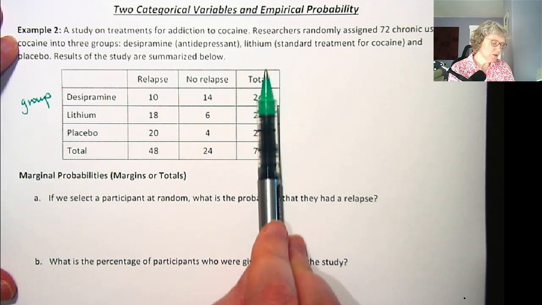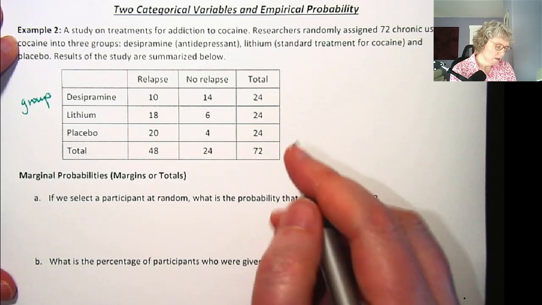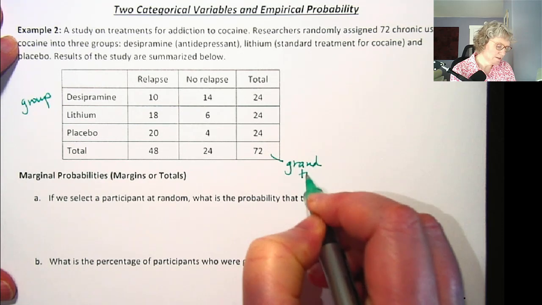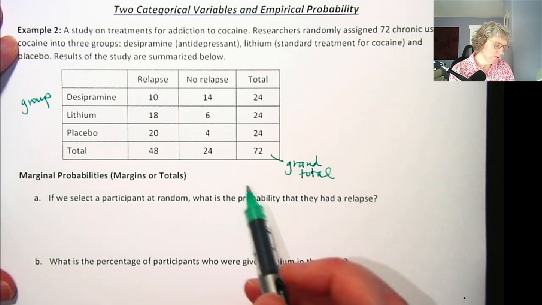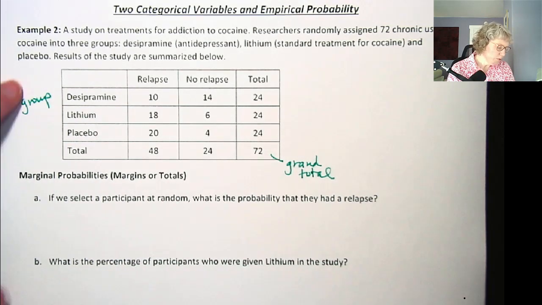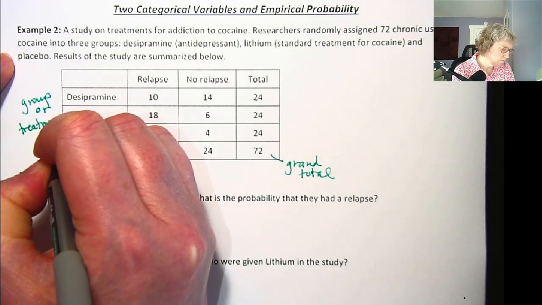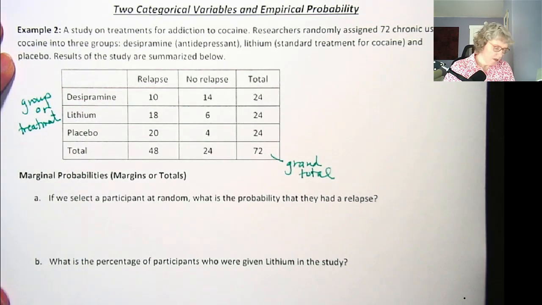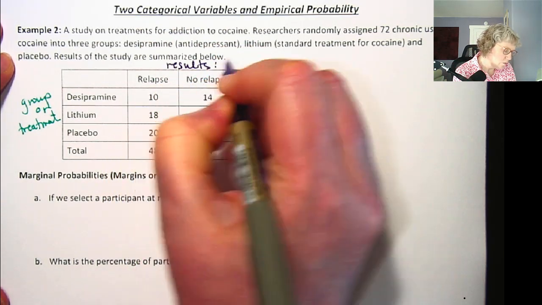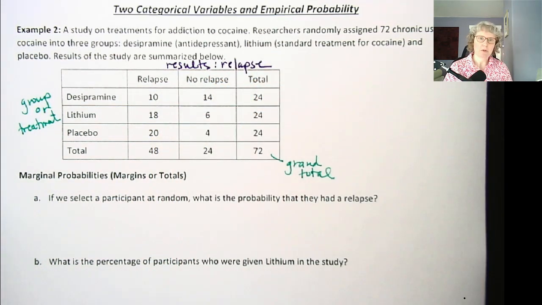Okay, and we also have a total column and a total row, and our grand total in the very right lower corner. I'm going to call that the grand total because there's a lot of totals, right? There's row totals, column totals, and a grand total. Okay, so the group or treatment is one variable. Let me write that in the rows. And then the results, whether they had a relapse or not, is the other variable.